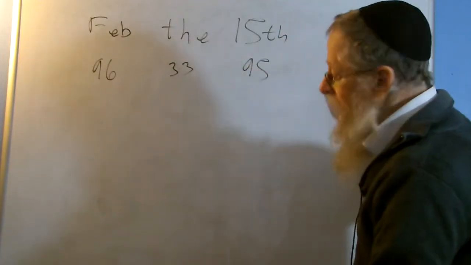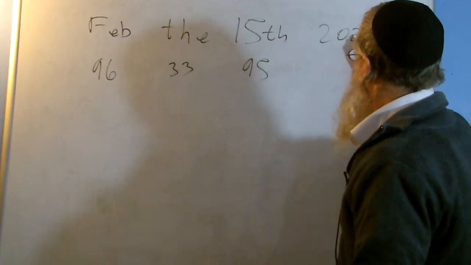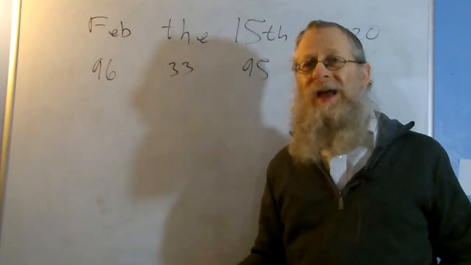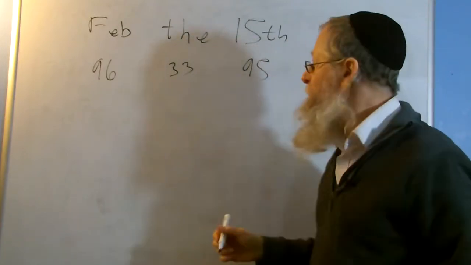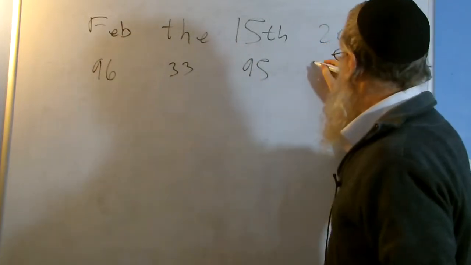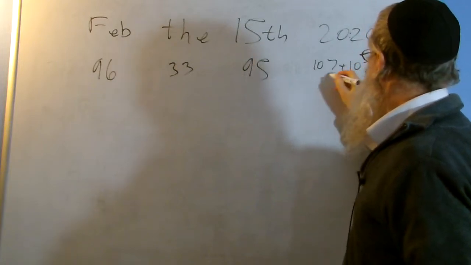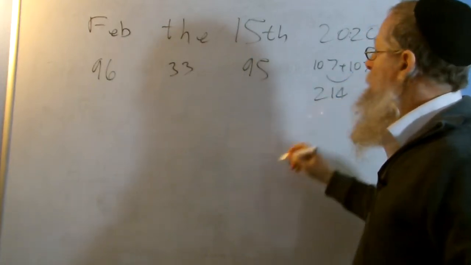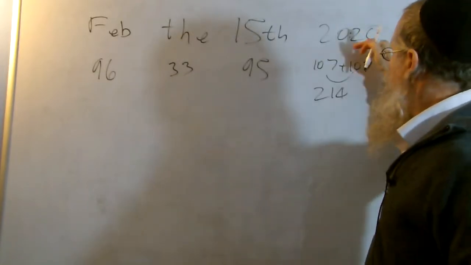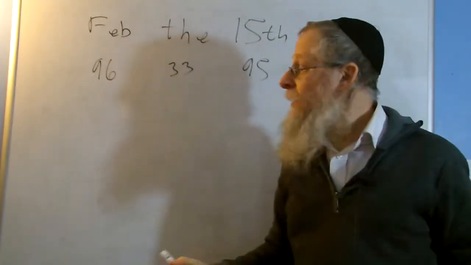If I then include the year, there's two ways of saying it. You can say it as twenty-twenty, or you can say it as two thousand and twenty. Okay? So again, I'll do both. I'll say 2020. 20 is 107, and 20 is 107. So that will give me 214. So I've got February the 15th, 2020, and I would add all those up, and that will give me a value.